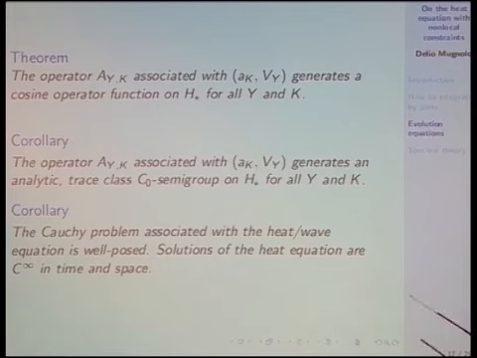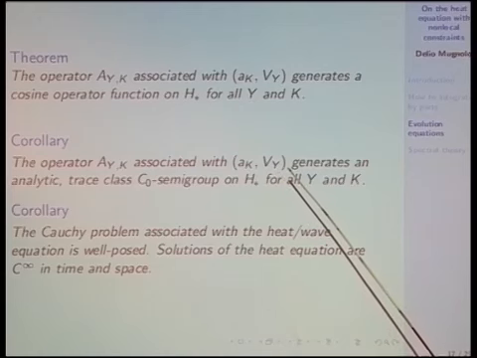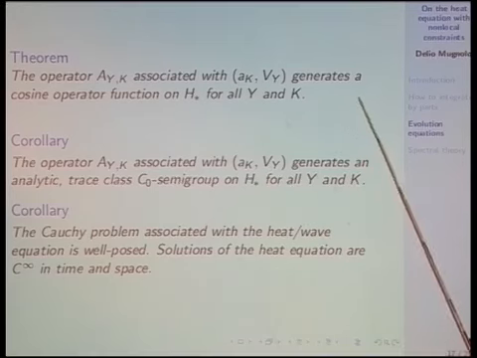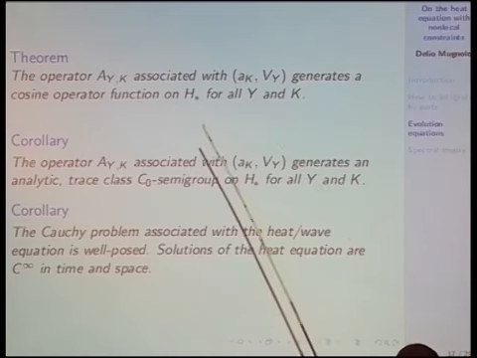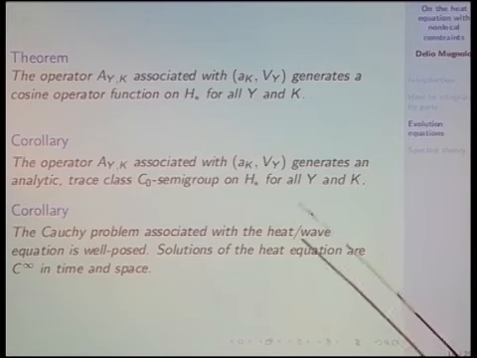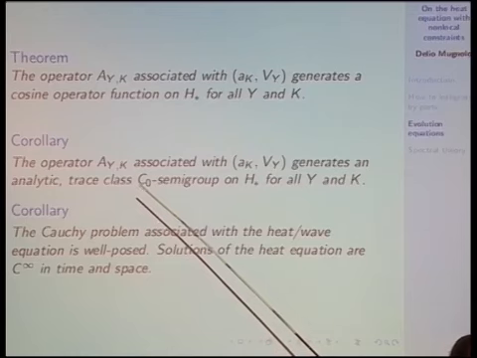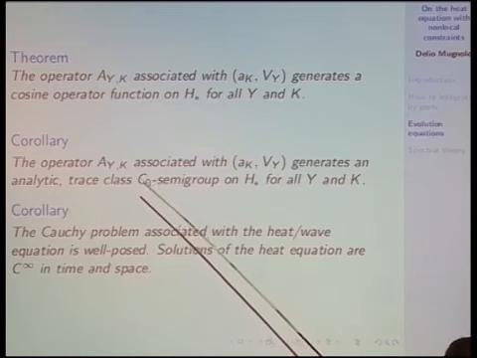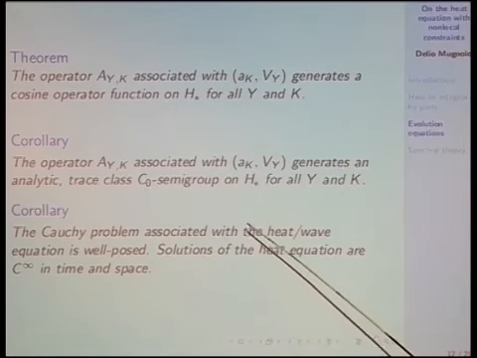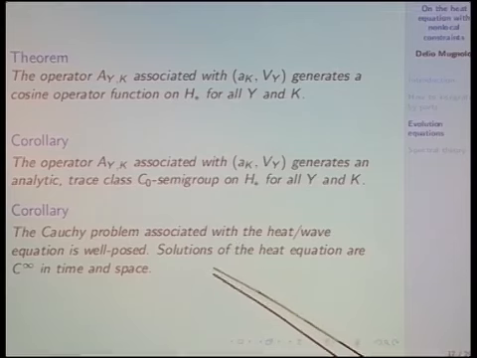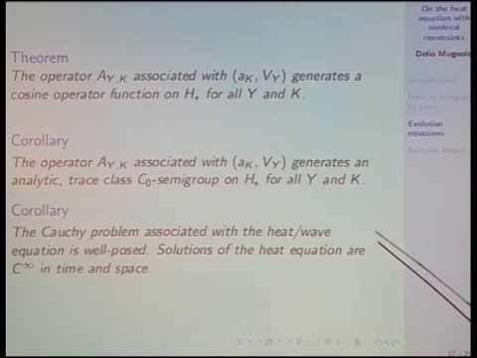All in all, what you get is a form with nice behavior, and you can conclude that the operator associated with this form generates a cosine operator function. If you are not much into the theory of cosine functions, just forget about it. Everything you want to know is that you have a C0 semigroup governing the problem. And if you're not into the theory of C0 semigroups either, just take for granted that what you have is well-posedness of the heat and the wave equations.